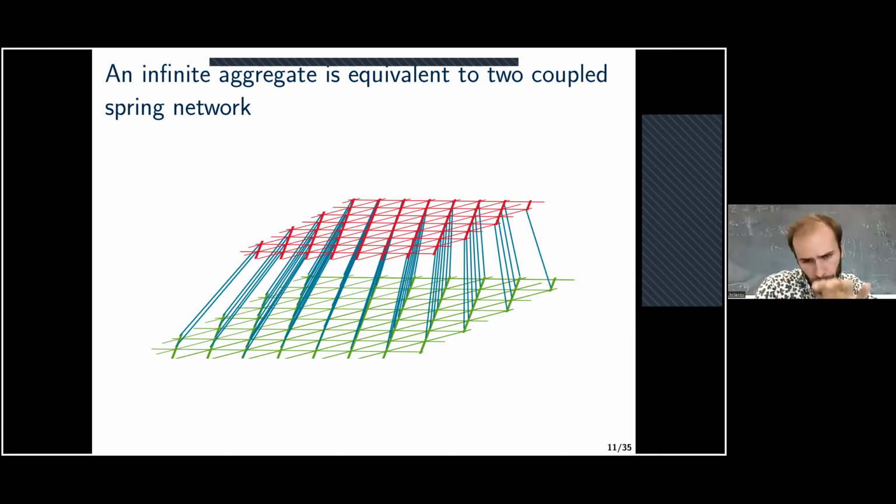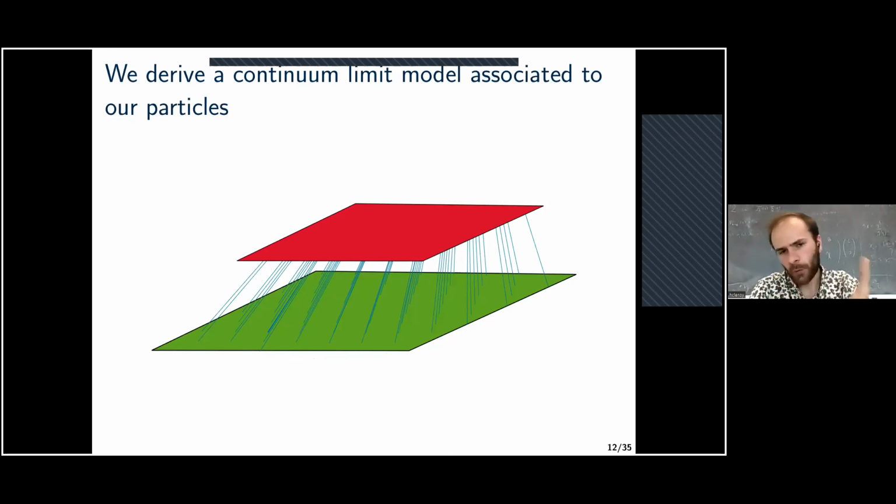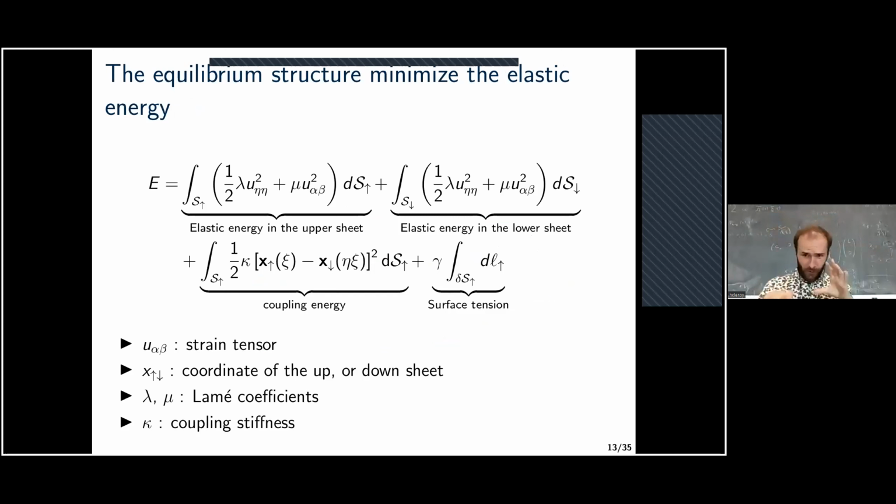From this picture, what we can do is jump to the continuum limit, where we would have two elastic sheets that are coupled with one another with a continuous coupling. Here, the coupling is symbolized by small lines as if it were discrete, but we should keep in mind that it's a continuous coupling between the two elastic sheets. And what we can do with this continuum model is write a fairly simple elastic energy. So that's my only equation of this talk. It looks like a crazy elastic energy, but if you look carefully, it's quite simple. On the first line, the first two terms are the elastic energy of the upper sheet and lower sheet.